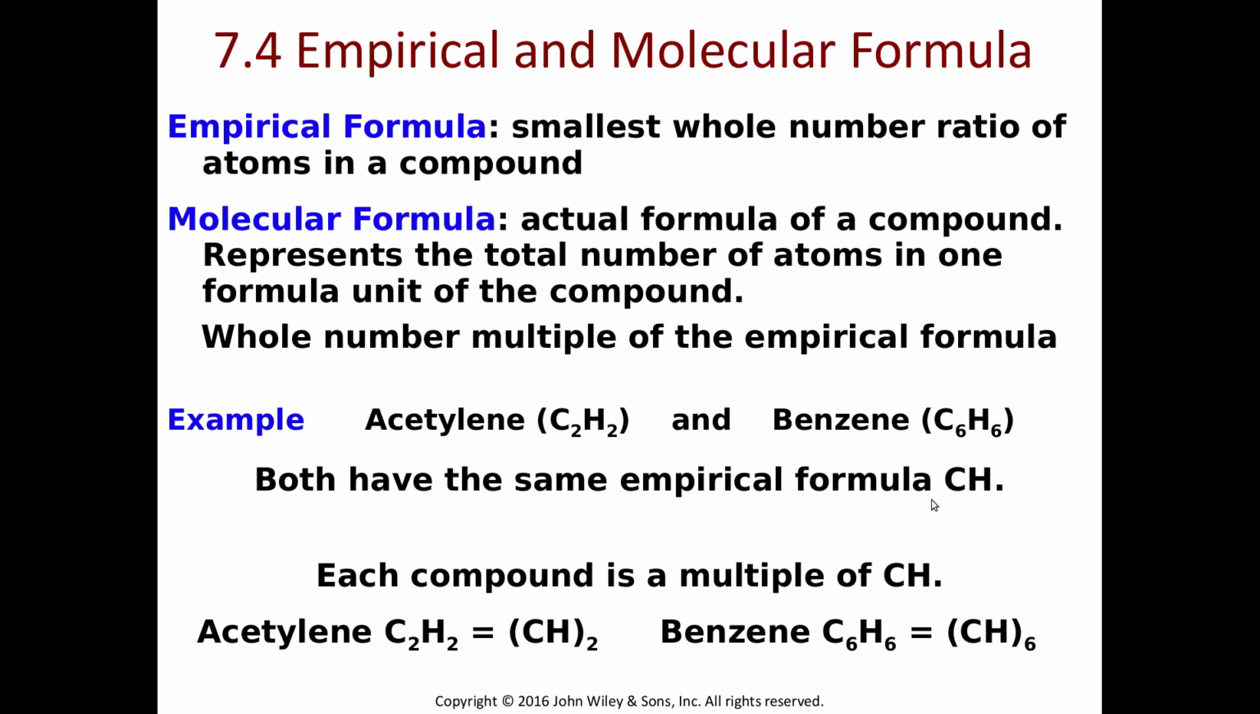Once you have this empirical formula, you'll notice that each one of these is a whole number multiple of the empirical formula. So if you take this and multiply by 2, you get acetylene. If you multiply by 6, you get benzene. So that's what it's showing down here.